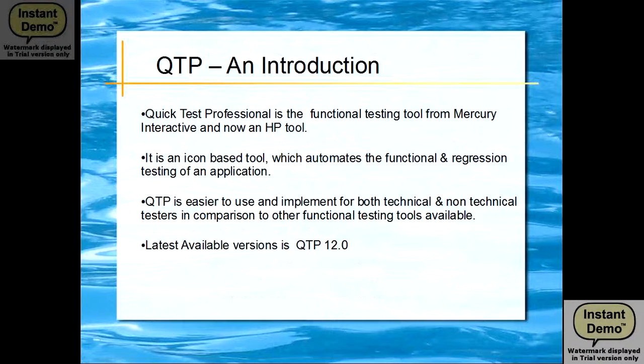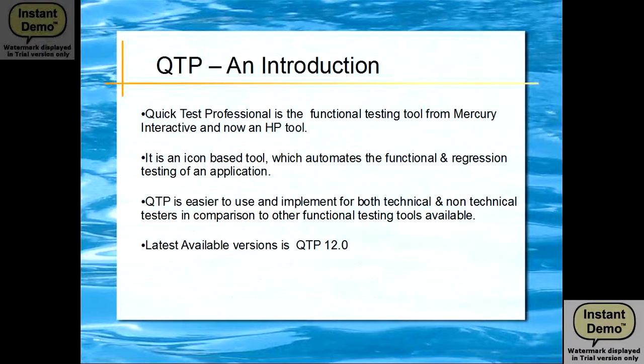Mercury Interactive started with WinRunner as a functional testing tool for Windows. That is why they called it WinRunner; Win is for Windows-based applications. Then they moved to QTP, that is Quick Test Professional. Now, since it is HP's tool, it is known as HP QTP, and nowadays it is also known as the Unified Functional Testing tool. It is basically important in the case of regression testing, as I explained in the previous slide.